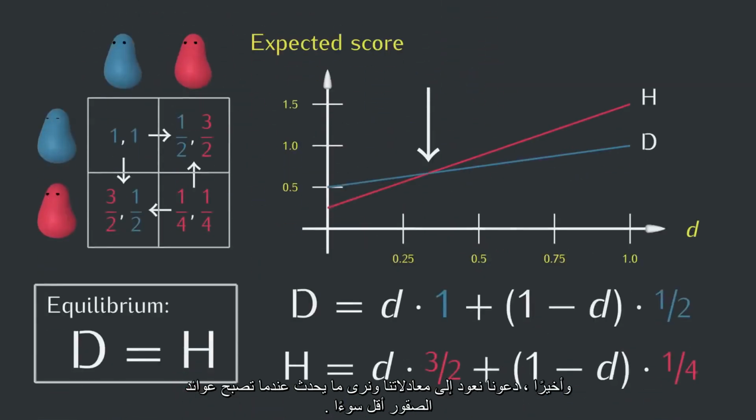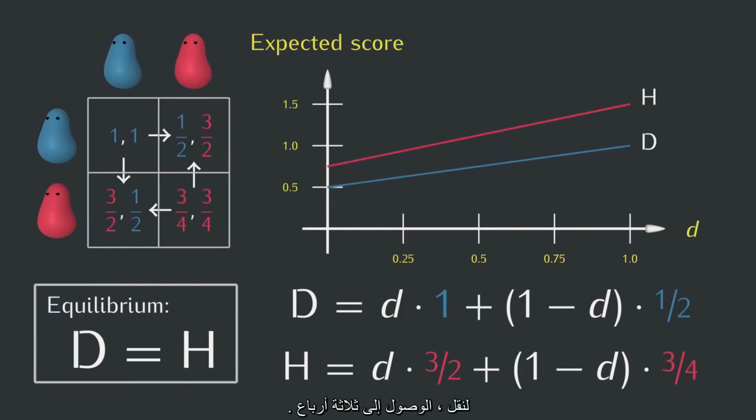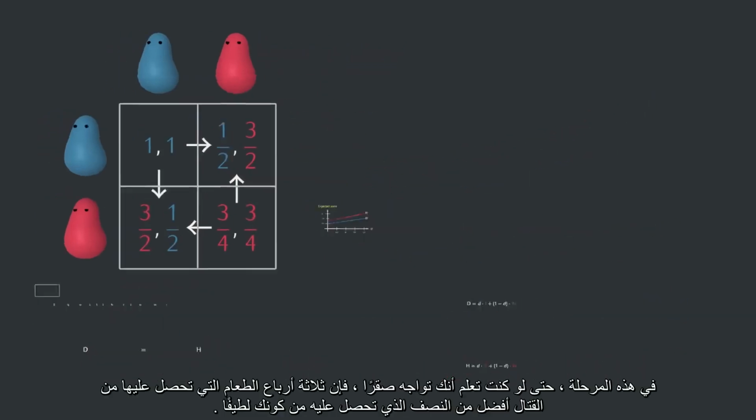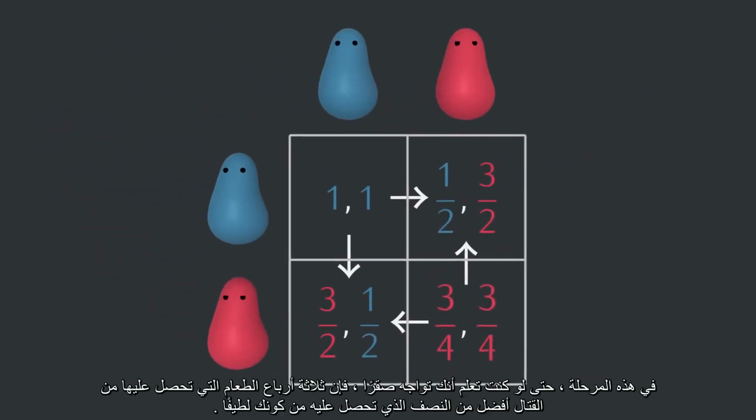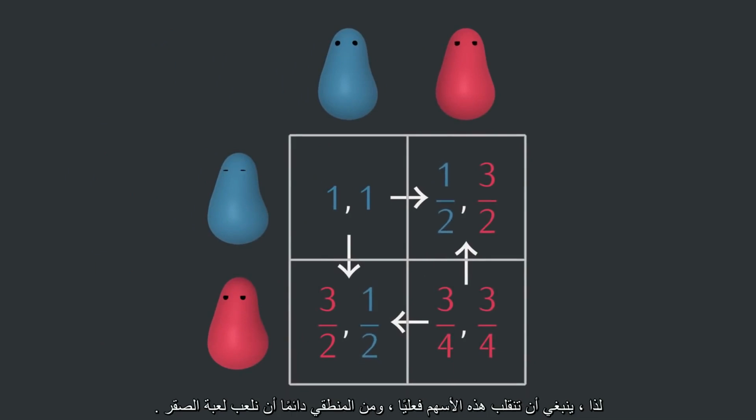And last, let's go back to our equations and see what happens as the hawk payoff gets less and less bad, say, getting to 3/4. Now the graphed lines don't cross at all. There's no equilibrium. At this point, even if you know you're facing a hawk, the 3/4 food you get from fighting is better than the 1/2 you get from being nice. So these arrows should actually flip, and it only ever makes sense to play hawk.